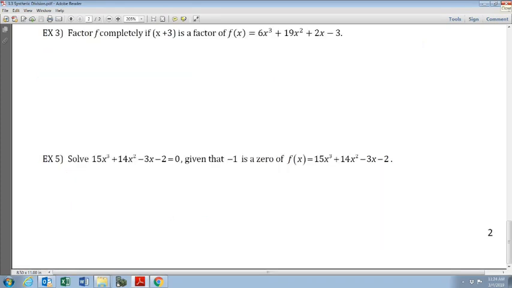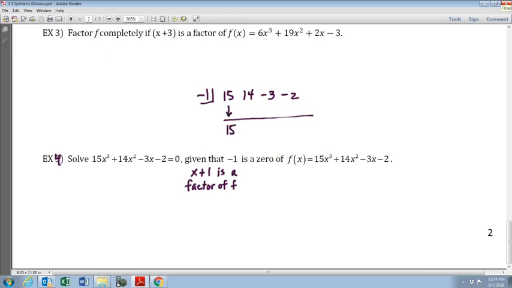All right, so it should say example 4 here. So it says solve this equation given that -1 is a 0 of this function. Notice this is just the same as what we had over here. So if -1 is a 0 of this function, then we know x plus 1 is a factor of this function f. And so we know that if we divide by x plus 1, we should get 0 for a remainder. And so when we do the synthetic division, we'll use -1. And there's my coefficients.